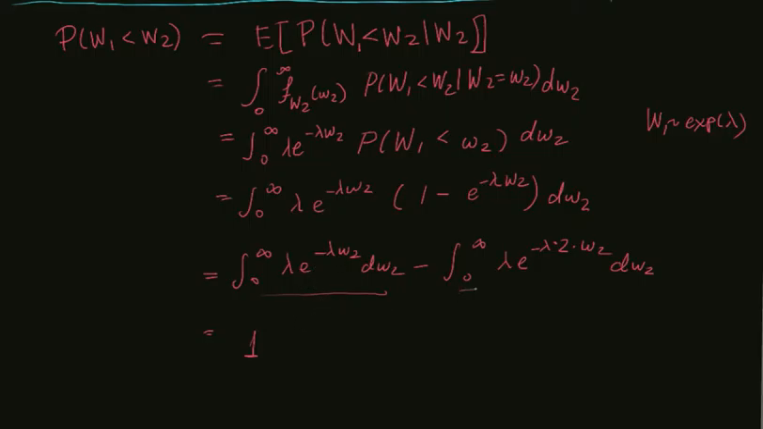And what is the second thing equal to? If I multiply a 2 inside here, I will take a half out here, and then essentially the integrand is also a density function of the exponential distribution with parameter 2 lambda. So this also integrates to 1.